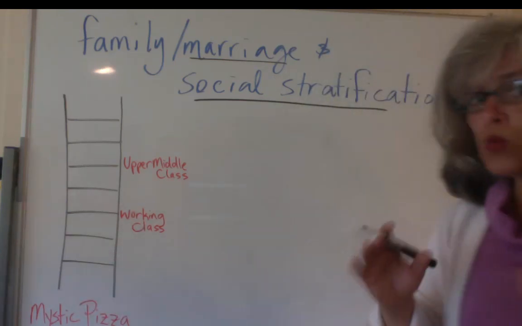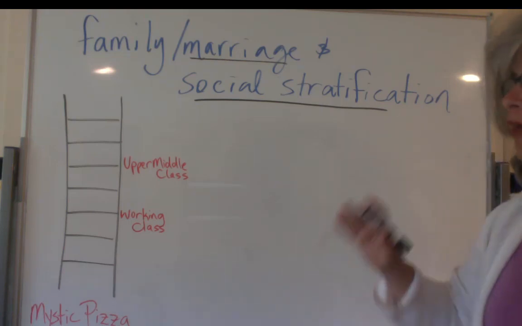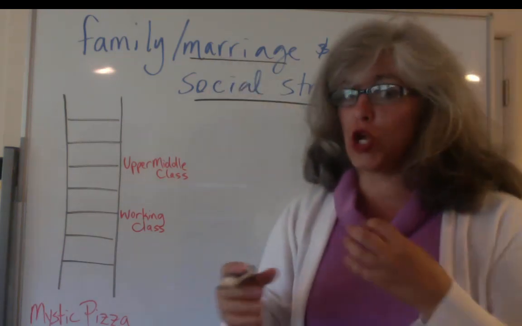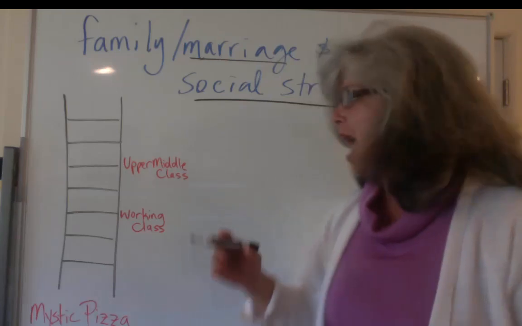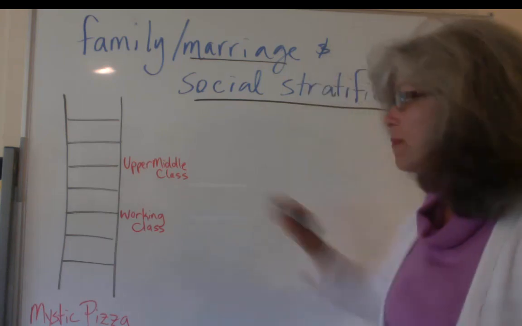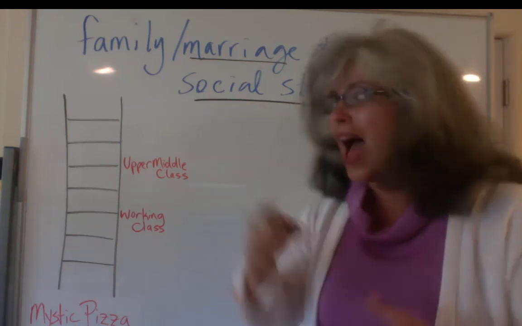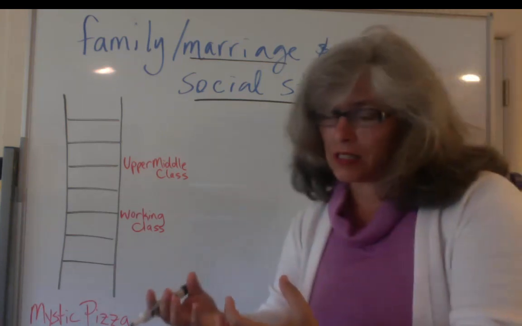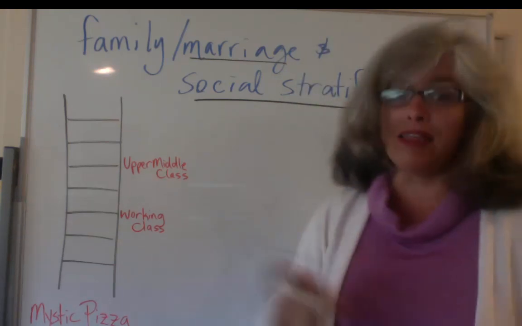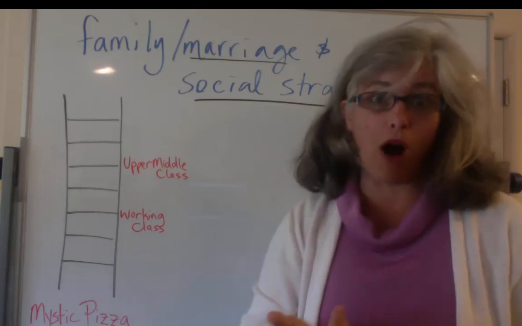So this is one of those questions: how do our marriage selection norms in the United States keep working class people working class? How does that keep upper middle class people upper middle class? How does that work against upward social mobility? How does that work against maybe the American dream that we've talked about so often?